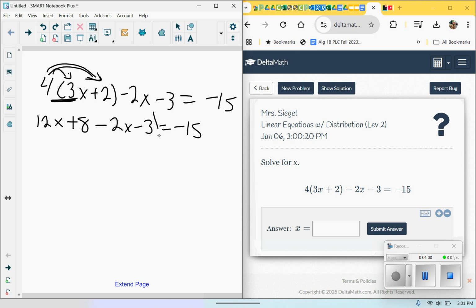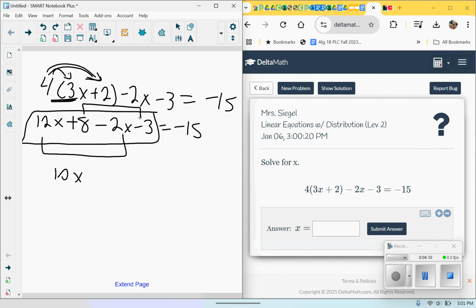Before I move anything to the other side, I'm going to see what like terms I have. So look at these two. I have 12x minus 2x. That's going to be 10x. And then I have 8 minus 3. That's going to be plus 5.